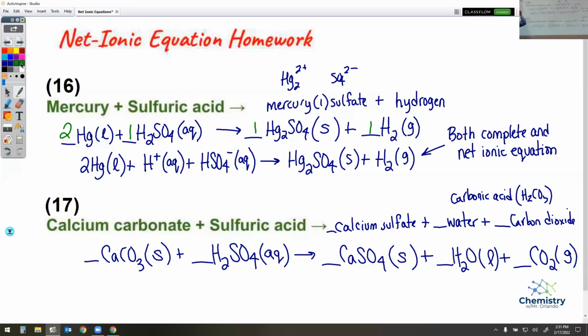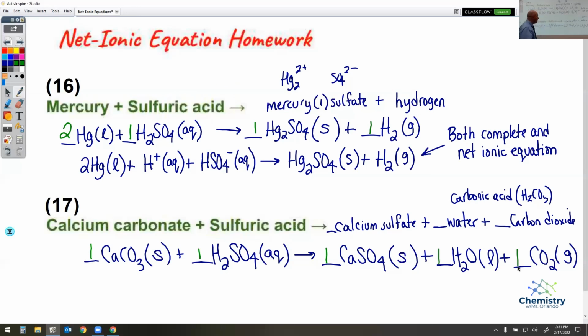Balancing this equation, writing out our proper coefficients here, we have 1 calcium, 1 calcium, 2 H's plus CO3 is going to be H2CO3, which breaks down into 1 water and 1 carbon dioxide, and finally 1 sulfate and 1 sulfate. So all of our coefficients in here are 1.